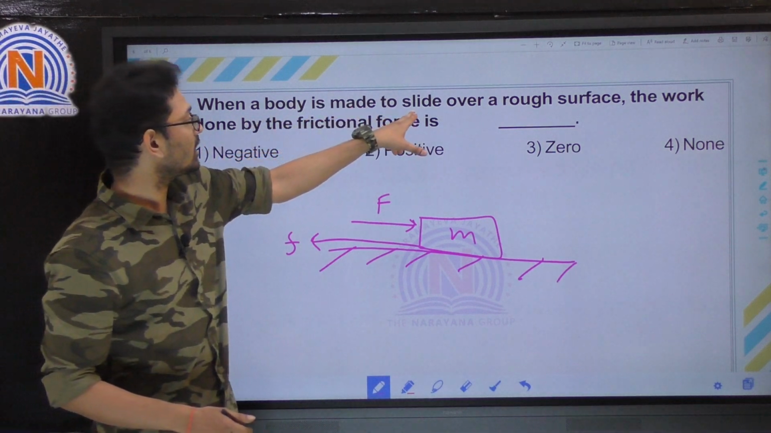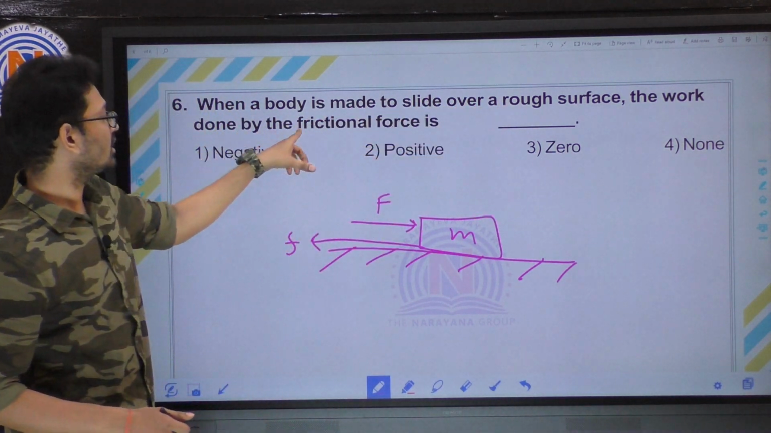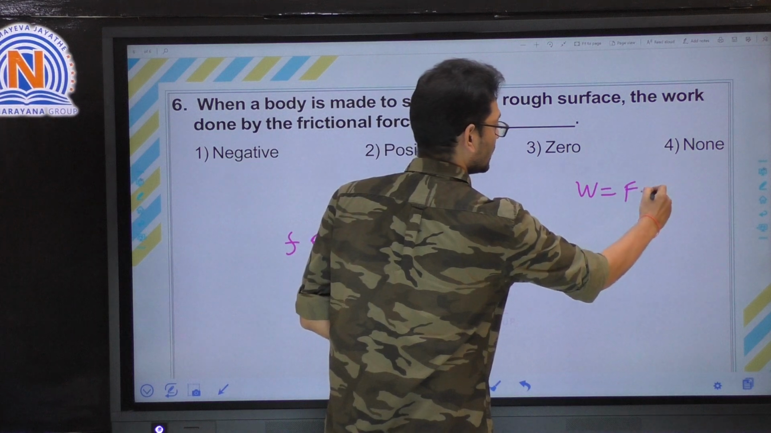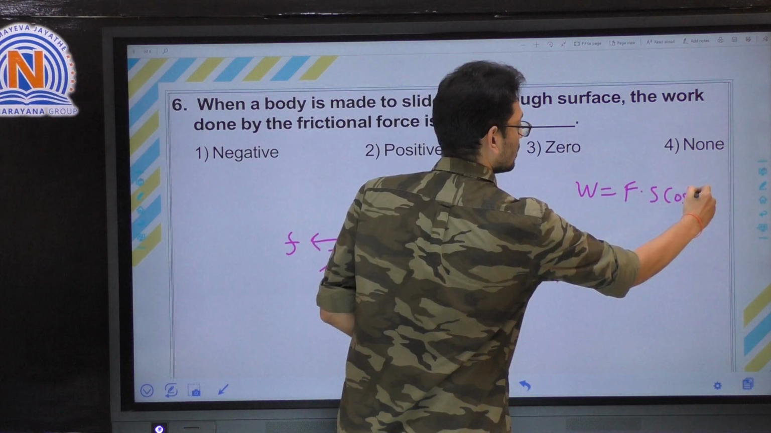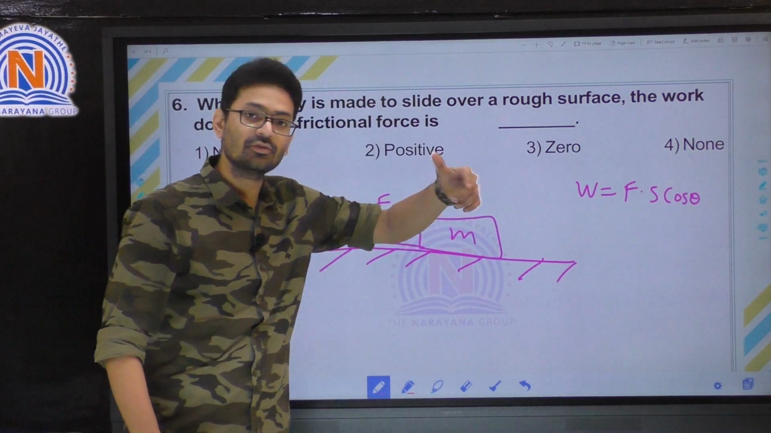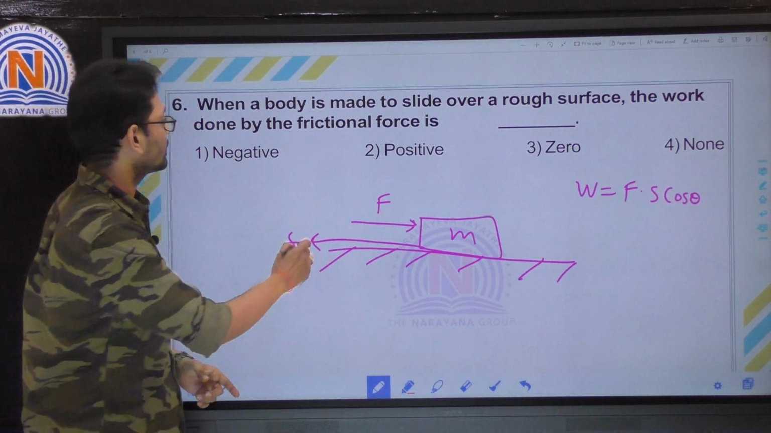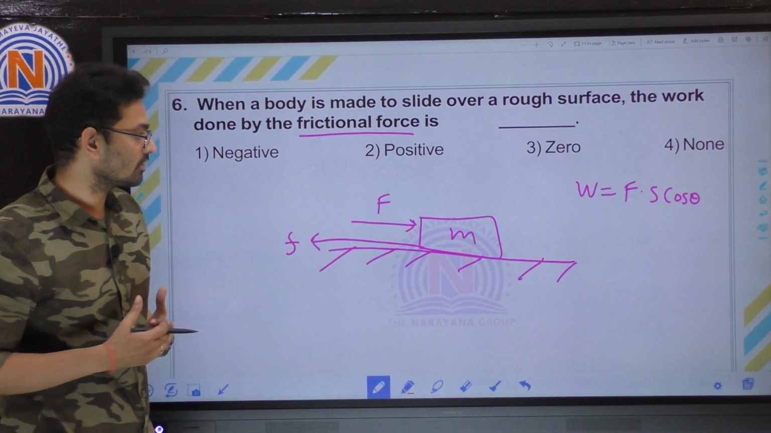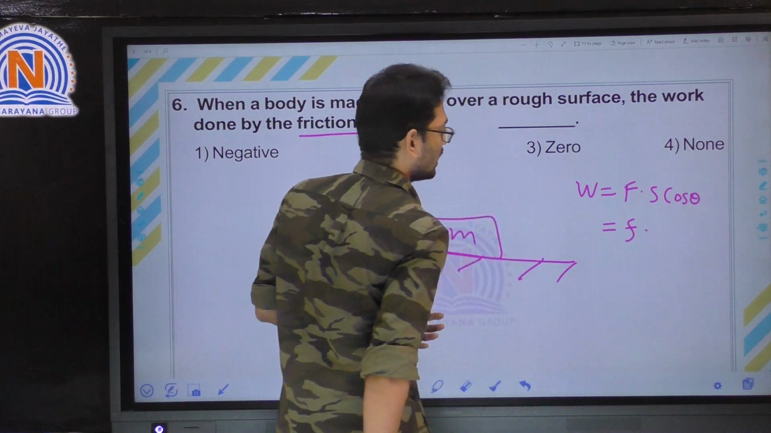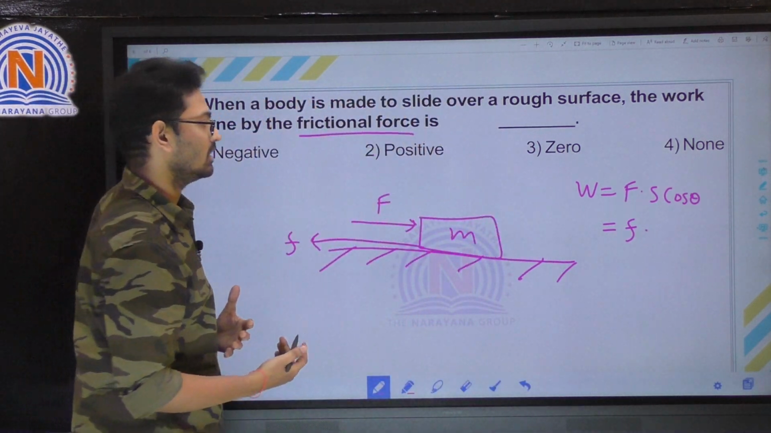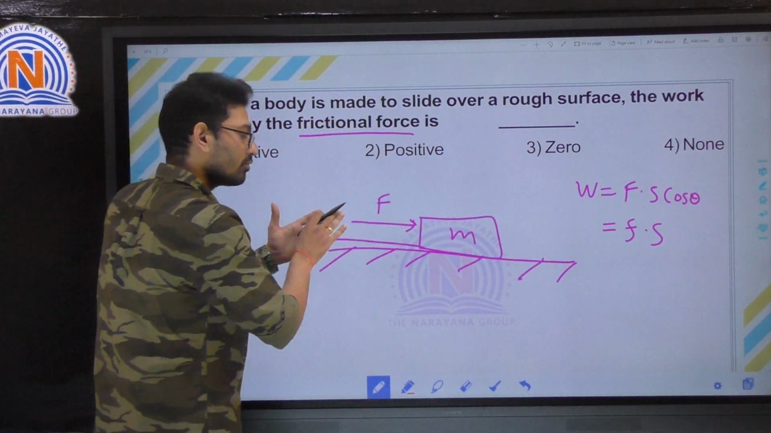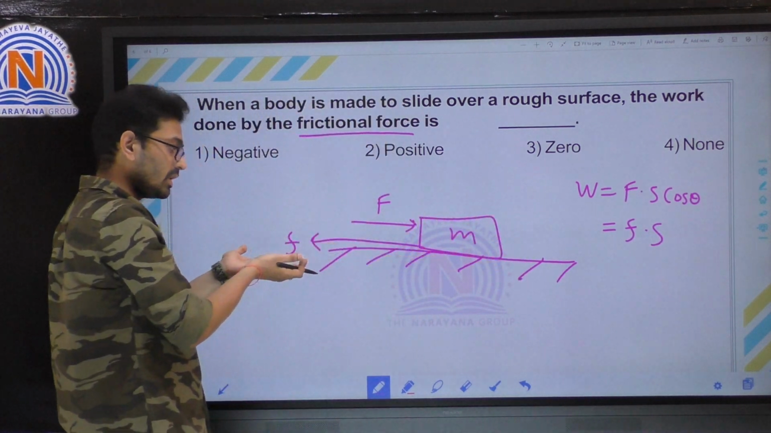Now when a block is made to slide over a rough surface, the work done by the frictional forces, W, is going to be equal to F dot S cos theta. Everyone knows that. Now let us talk about the force. Which force do they ask you to take over here? They ask you to take the frictional force. So the frictional force is small f, and there is some displacement. Now let us talk about the angle.